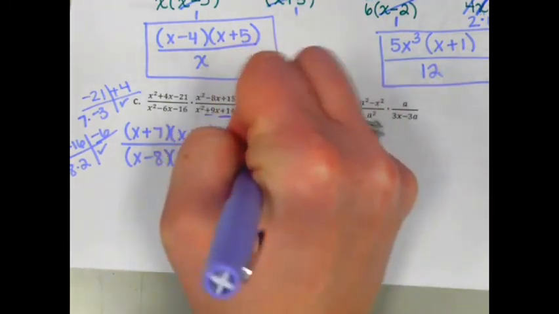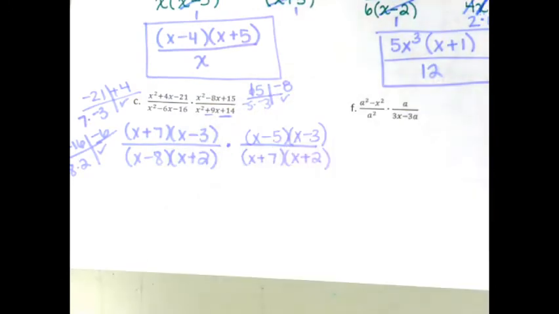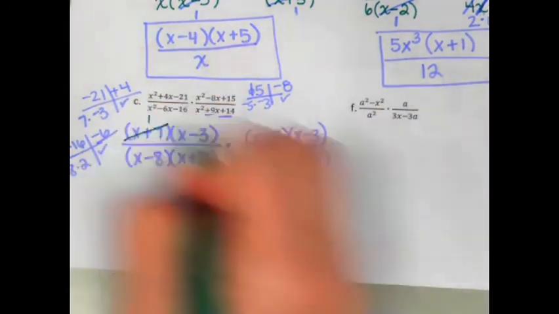Two and 7. So we have +7 and +2. It doesn't matter your order. All right. So now, do we see anything on the top and bottom that we can cross out? Anything the same on the top and the bottom? X plus 7, yeah. Anything else?